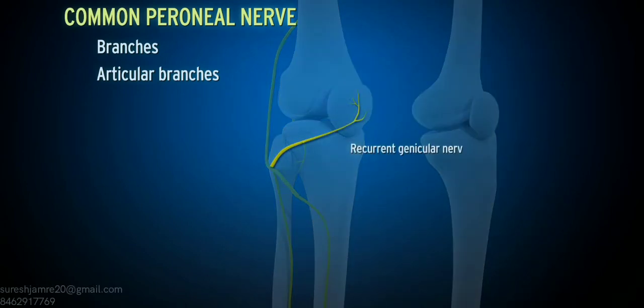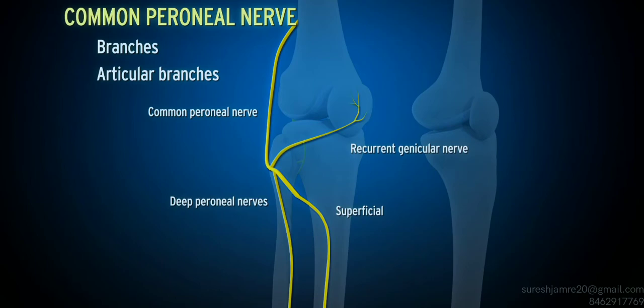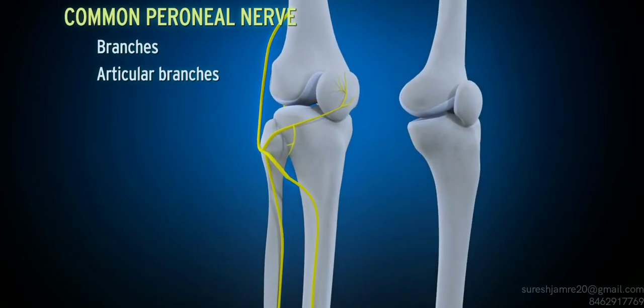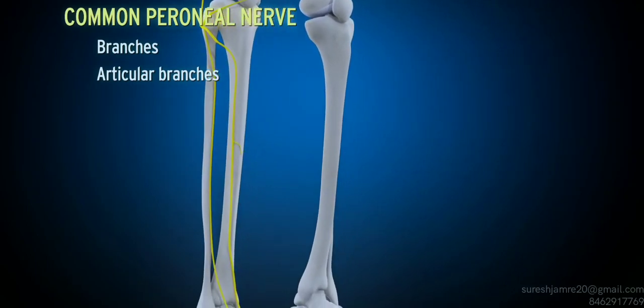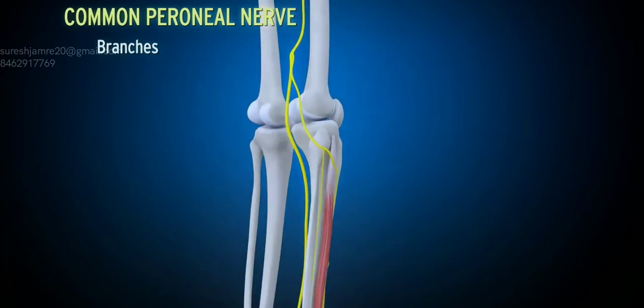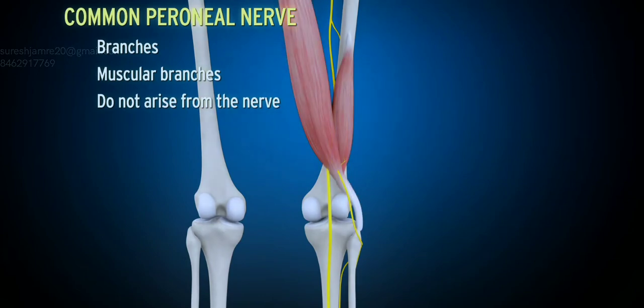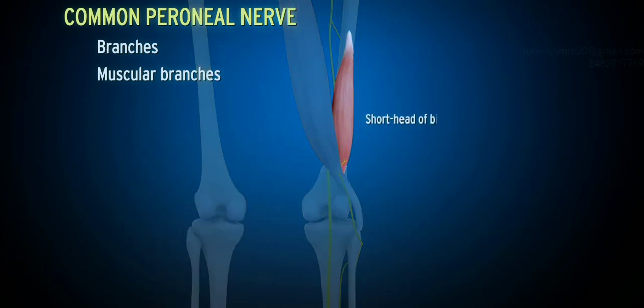Recurrent genicular nerve arises where common peroneal nerve divides into superficial and deep peroneal nerves. It ascends anterior to the knee joint and supplies tibialis anterior muscle in addition to the knee joint. Muscular branches do not arise from the nerve. However, it may give branch to the short head of biceps femoris.